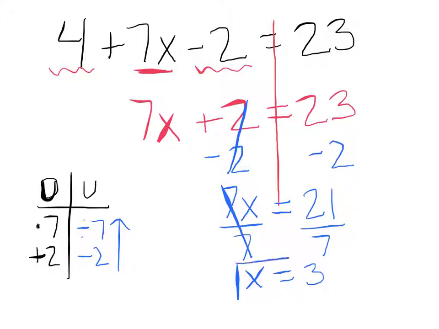So in this case, we had to combine numbers, but we were still able to solve it once we combined like terms.